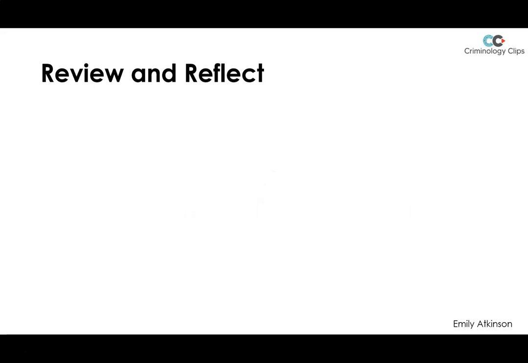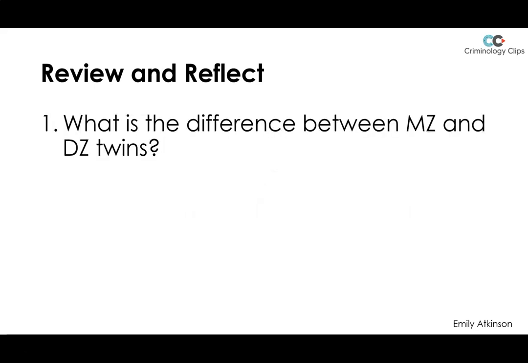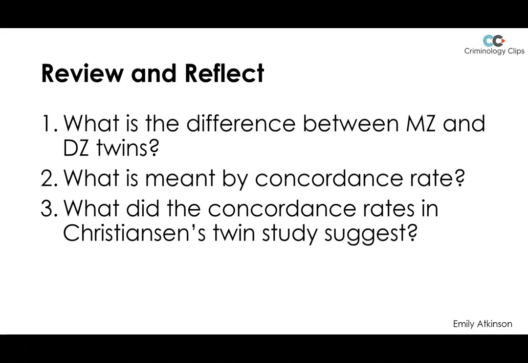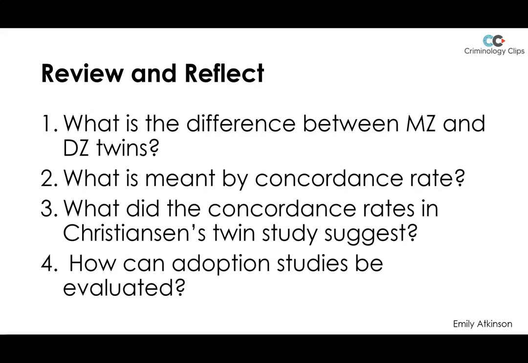So let's have a review and reflect. What's the difference between monozygotic and dizygotic twins? What's meant by concordance rate? And what did the concordance rates in Christiansen's twin study suggest? And finally, how can adoption studies be evaluated?